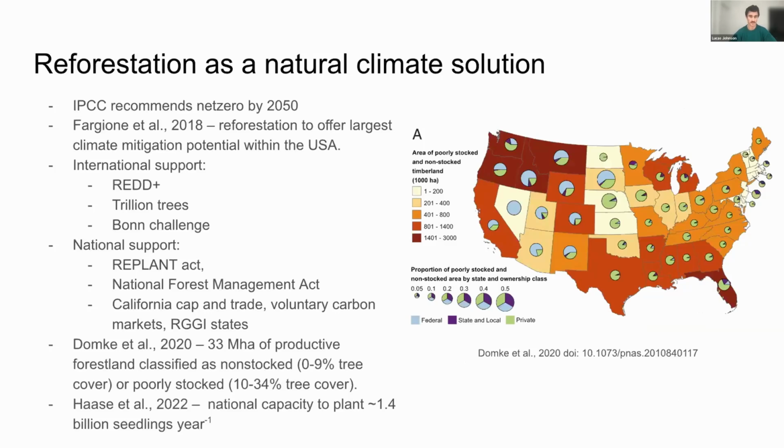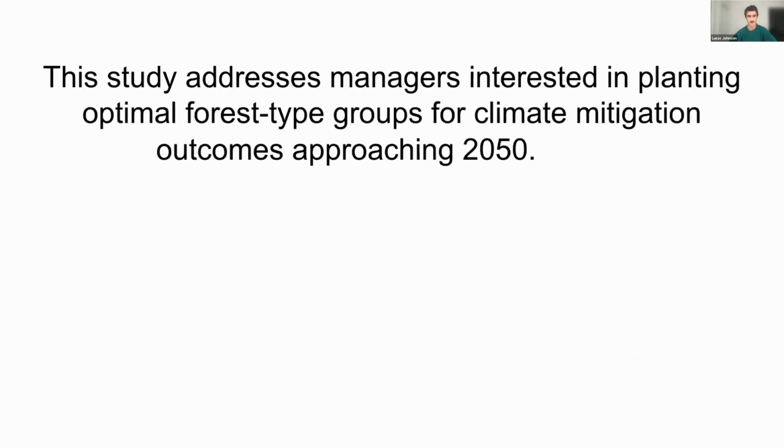There's also quite a bit of space within the United States to implement reforestation projects. Grant Domke and others reported that there's roughly 33 million hectares of productive forest land that's currently classified as understocked in the United States. There's a capacity to plant 1.4 billion seedlings in a year, so the opportunity is there.